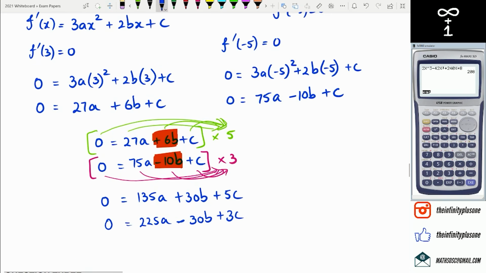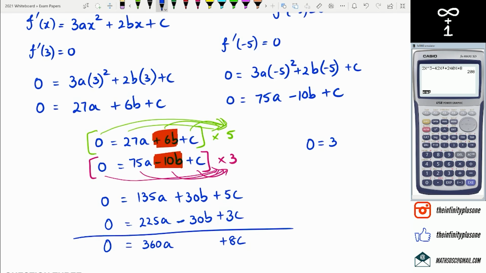So once I get all of that, what do I got here? I've got these two equations, and what I'm going to do is I'm just going to add them. All right? Because if I add them, then the 30b minus 30b will become 0. So I've got 0 plus 0 is just 0. 135a plus 225a, what do we got? 360a. 30b minus 30b is 0. And then we've got 5c plus 3c, which equals 8c. So what we really have is 0 is equal to 360a plus 8c.